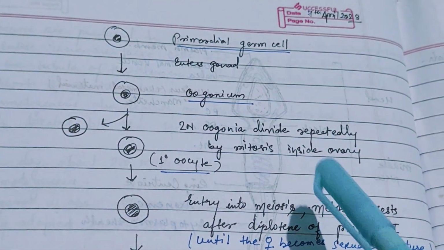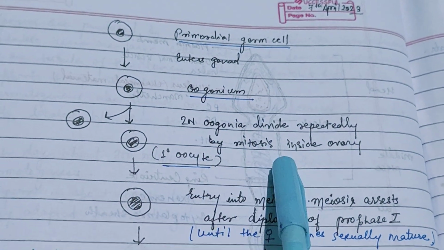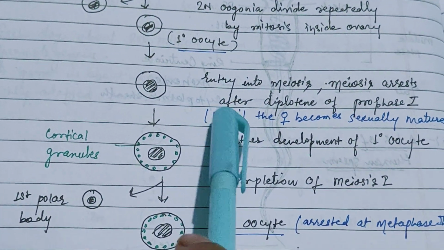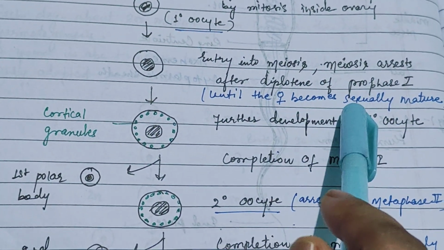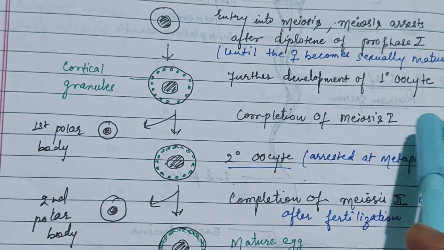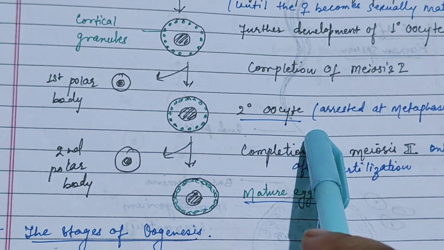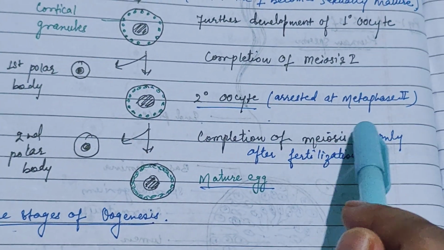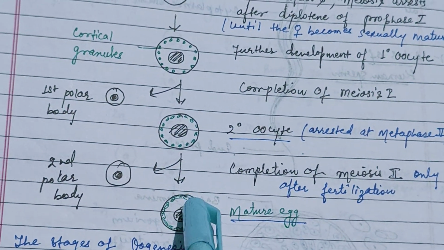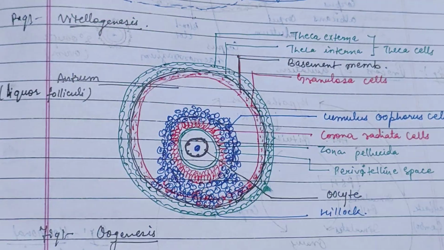Here is the flow chart of the process of oogenesis. The primordial germ cells enter the gonads and form the oogonia. The diploid oogonia divide repeatedly by mitosis inside the ovary to form primary oocytes, which enter meiotic arrest after diplotene of prophase 1, until the female becomes sexually mature. Then comes further development of the primary oocytes, formation of the cortical granules, and completion of meiosis 1, and then they enter the secondary oocyte stage, arrested at metaphase 2. During this phase the first polar body is formed, and meiosis 2 is completed only after fertilization, and then the mature egg is formed.